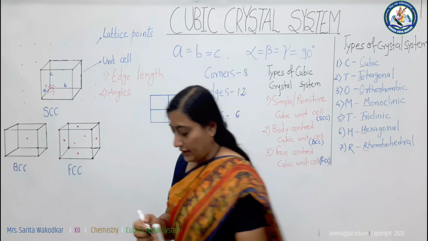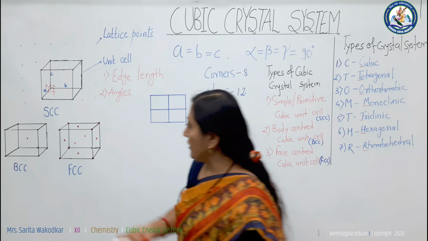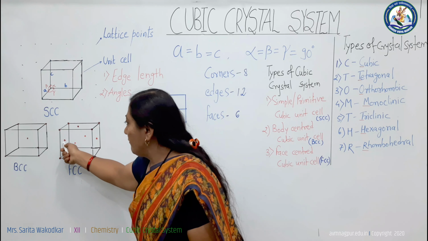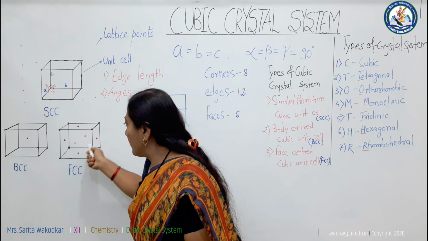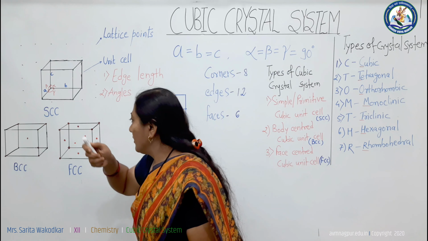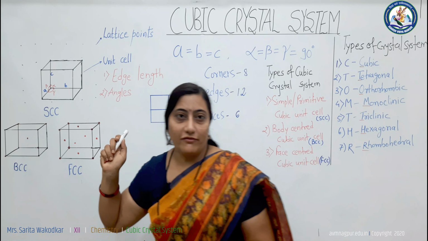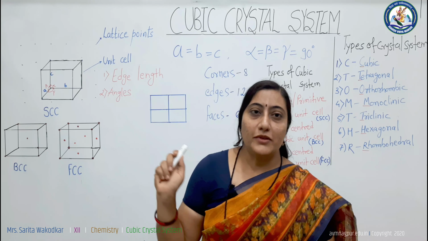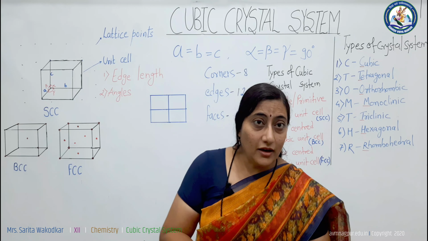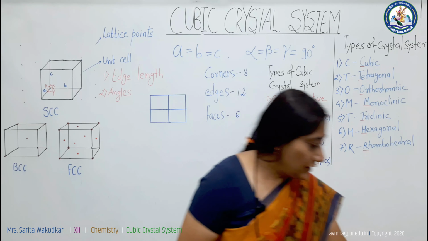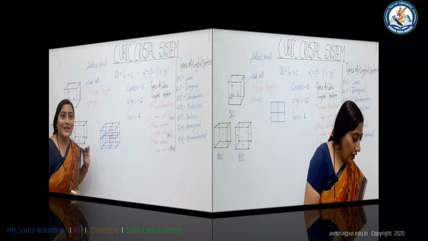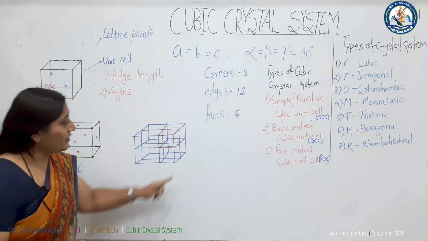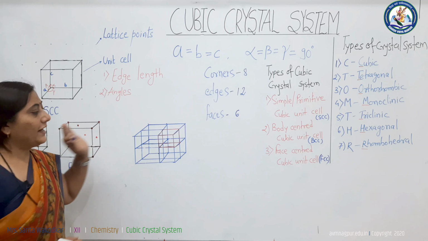Eight corner particles are as it is. Along with the 8 corner particles, one particle is present at the center of each face. It is known as FCC, that is face centered cubic unit cell. Now we are going to draw the crystal lattice.